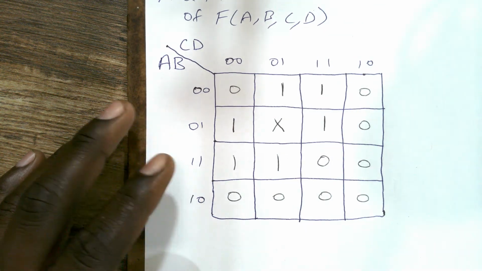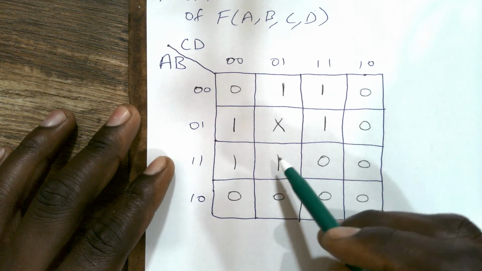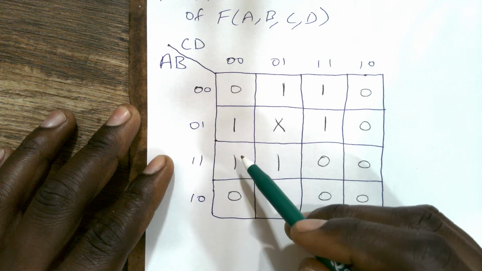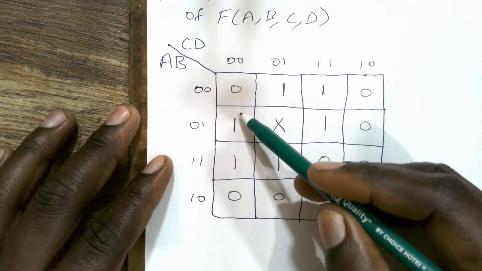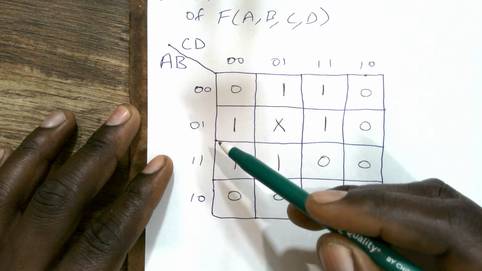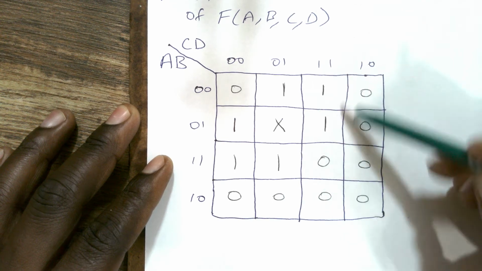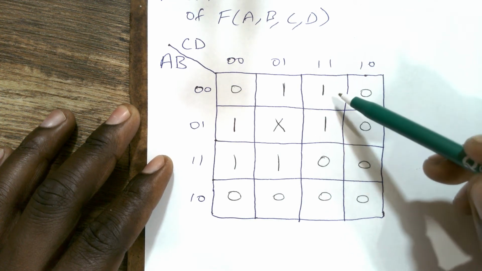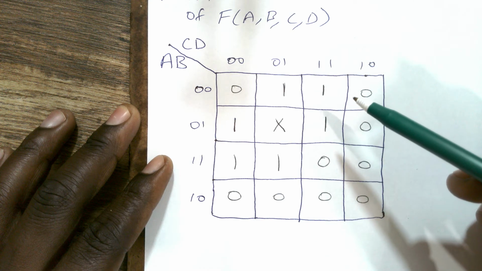Now, if we were to circle the ones without don't cares, we would have to circle these two ones together, and that will give us a three variable expression. Then we'll circle these two ones together, and that'll give us a three variable expression, and then we circle these two ones here, and that will also give us a three variable expression, and then these two ones here will give us a three variable expression.